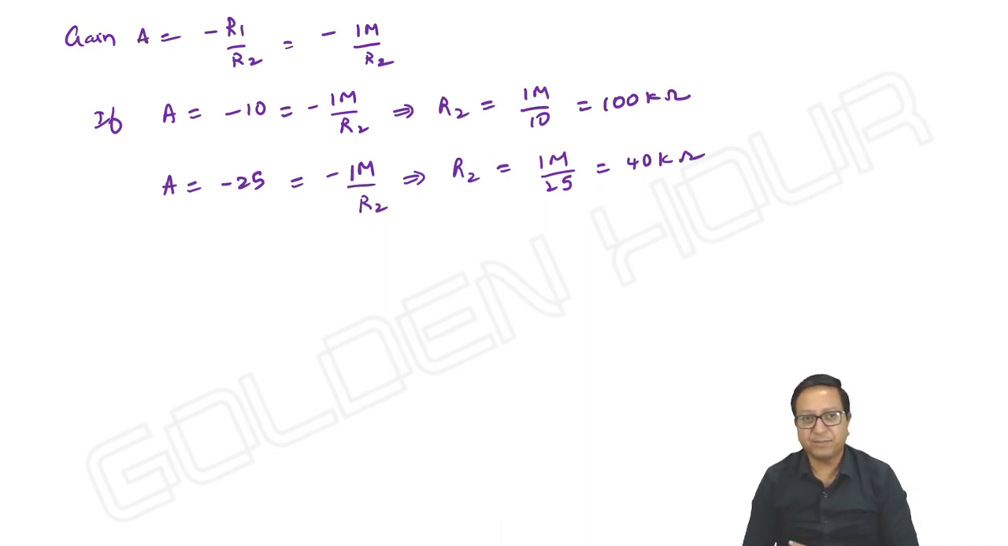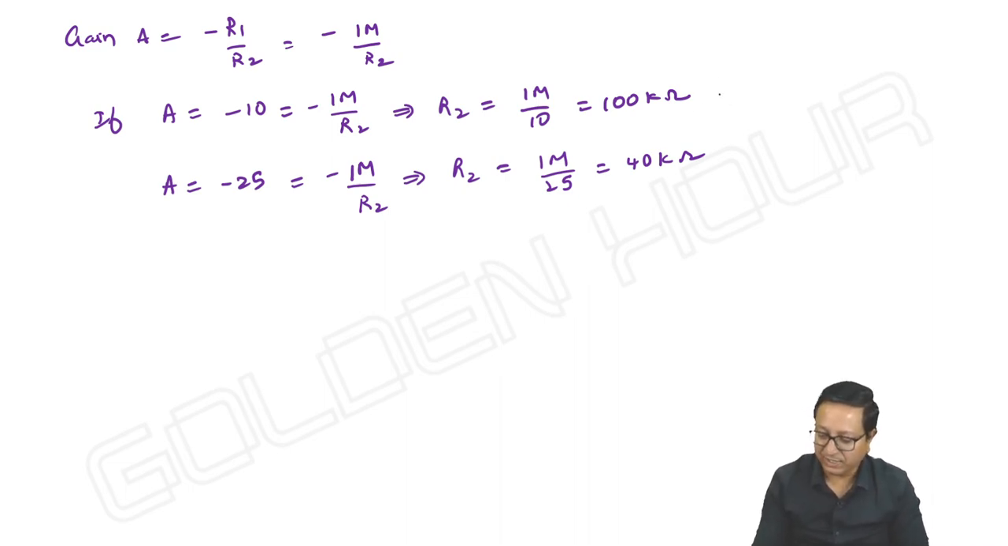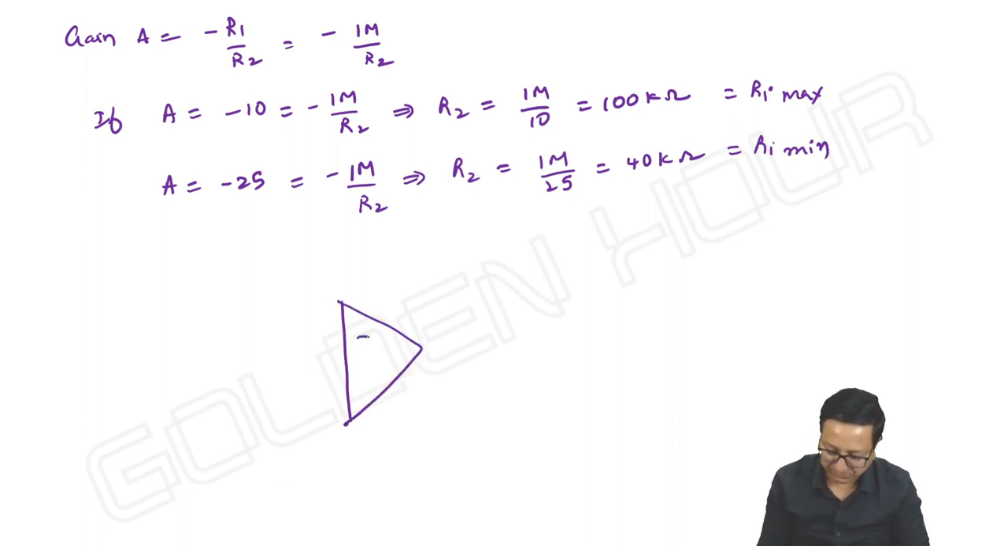Okay, definitely maximum value of Ri means this is of course I can write Ri. This is Ri and this is Ri. Which is Ri maximum and which is Ri minimum? Definitely it is Ri maximum. Okay, this is Ri minimum. You see how it is.